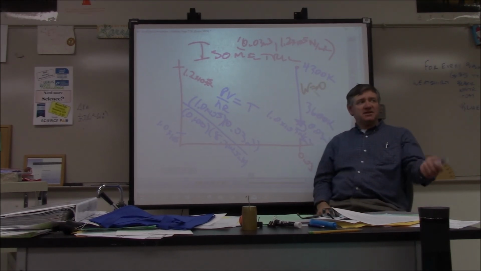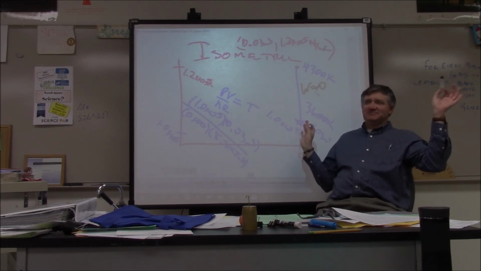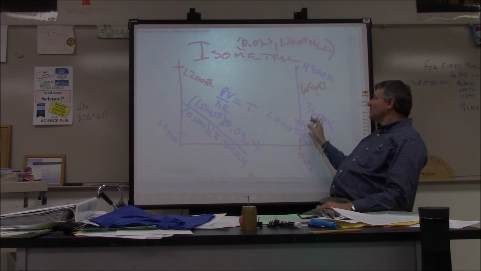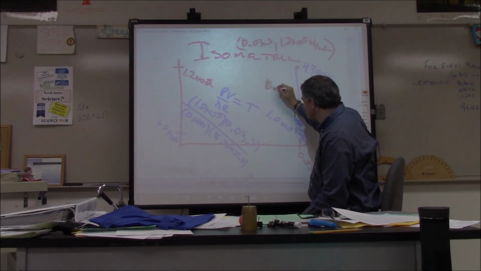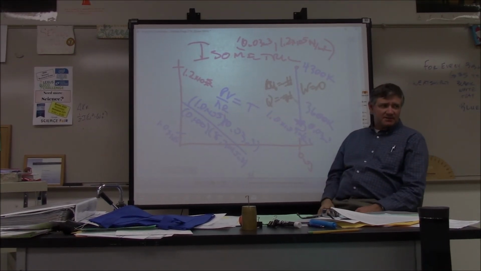Okay? So the beauty of this is Bree doesn't have to do any work. This is no work at all. So delta U, though, is going to equal a negative number. So Q is going to equal a negative number because we're going to dump energy out of the system.